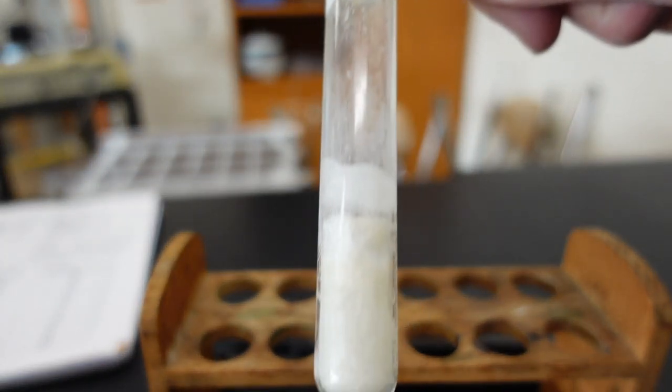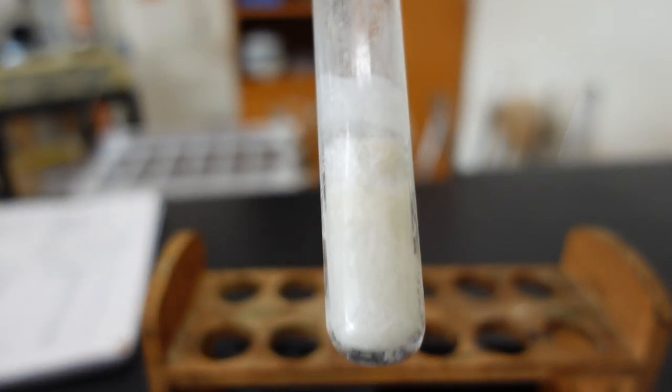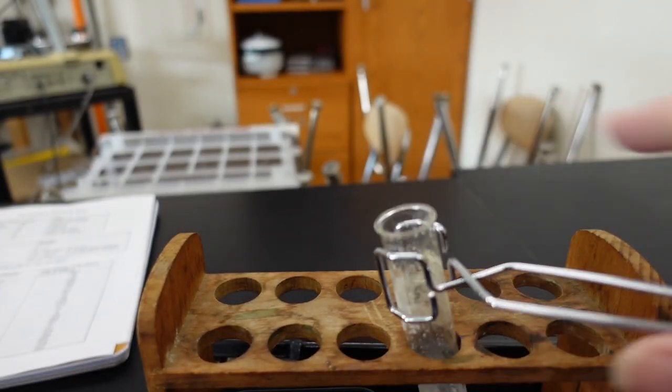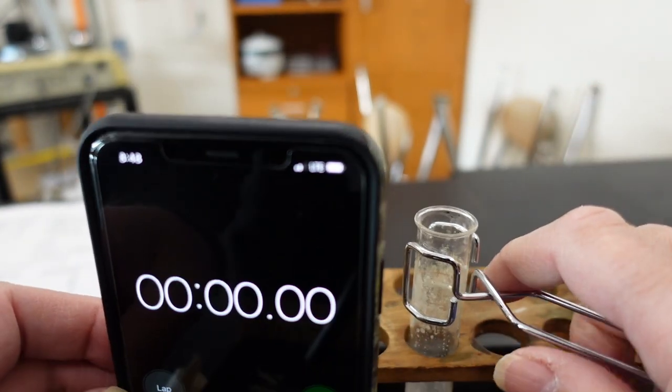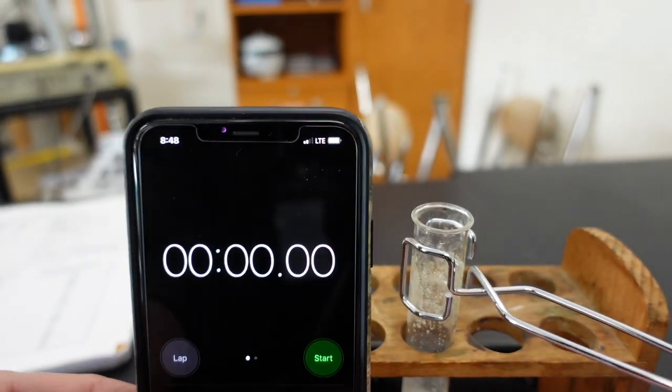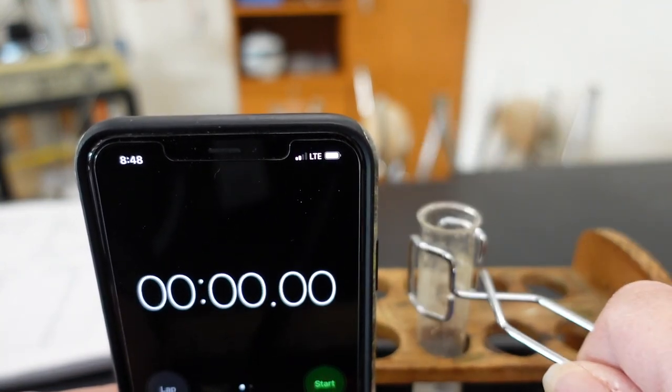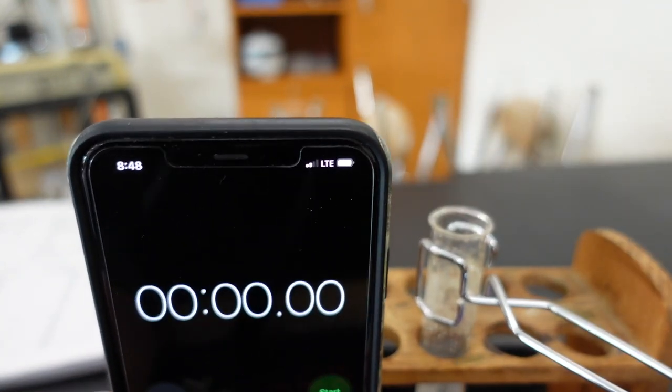In this test tube right here, I have this white waxy solid substance. And we need to identify what that white waxy solid substance is made of. Now, in order to do that, we're going to melt this, and then we're going to let it cool, and every 30 seconds you'll record the temperature.